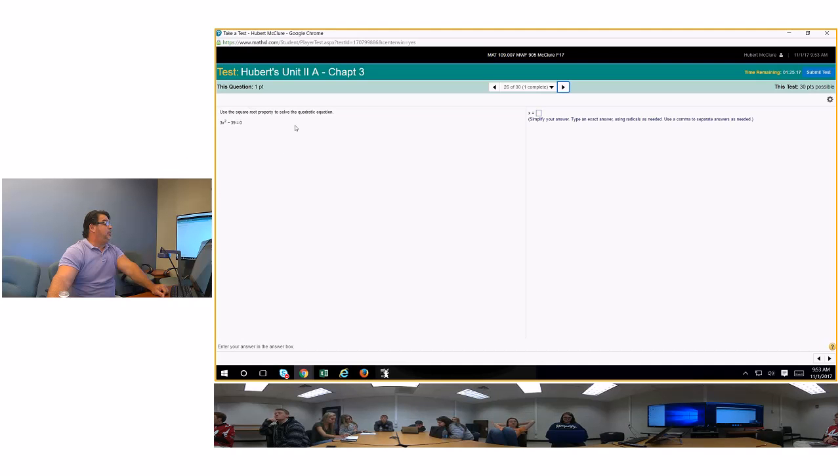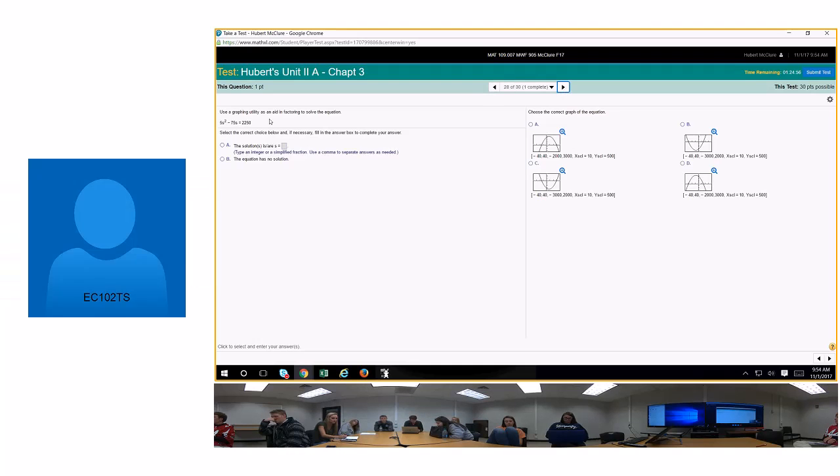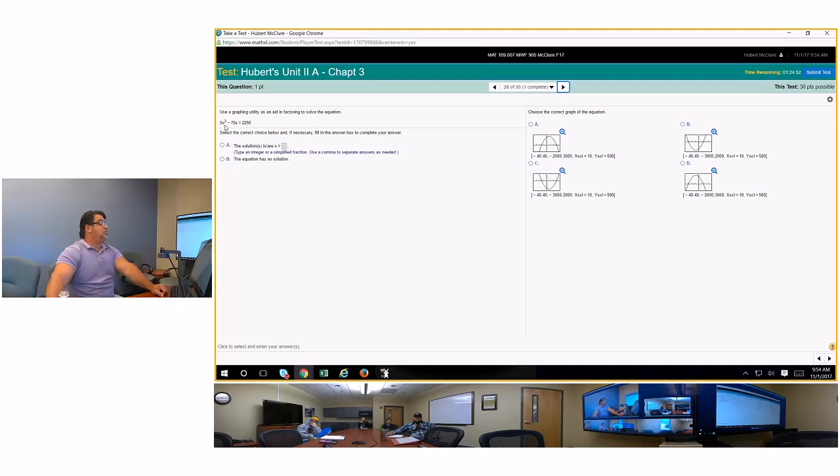Use the square root property to solve the quadratic. Same thing. You can divide by 3 on both sides. You can use the calculator. You can use completing the square, whichever one you want to use. Extra credit. Okay, they want you to factor it, but ignore the factoring. Use completing the square or use your calculator to graph it.